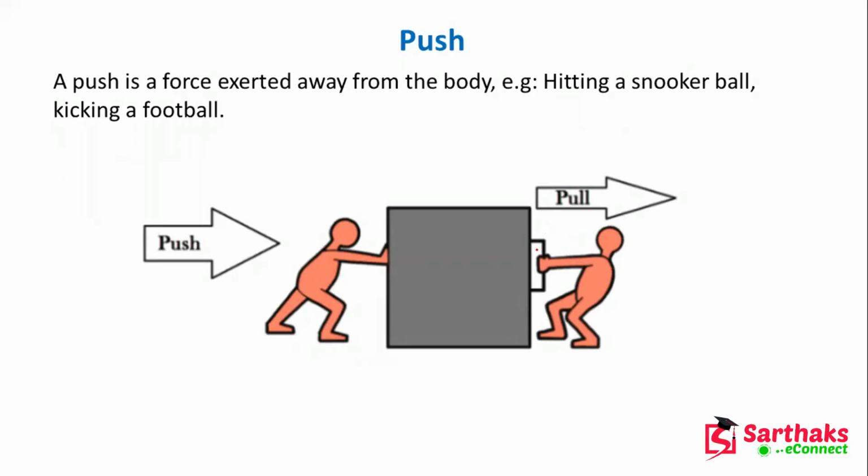Another is trying to pull this door, and one person is trying to push the door. So a push is a force exerted away from the body. Body here means object, like hitting a snooker ball or kicking a football. These are pushes. So what is a push?